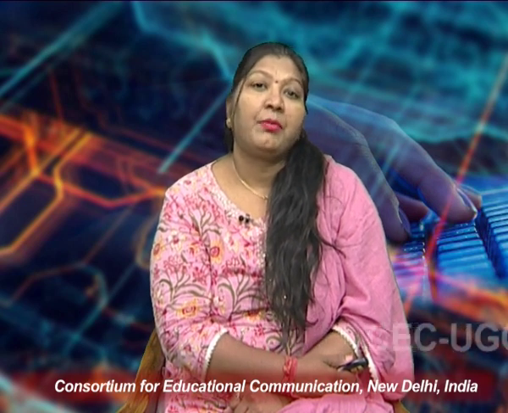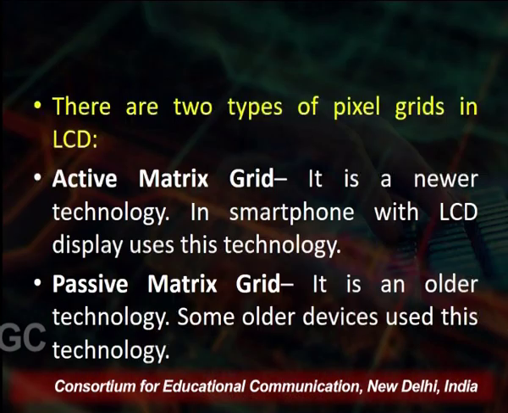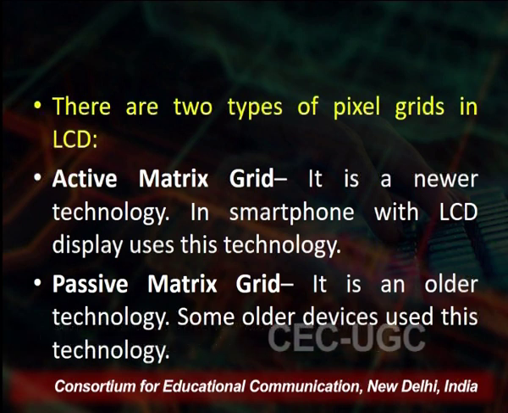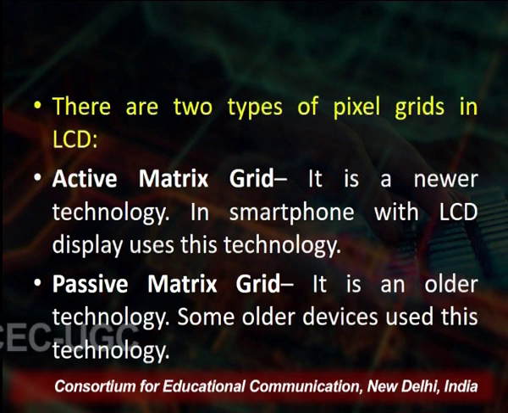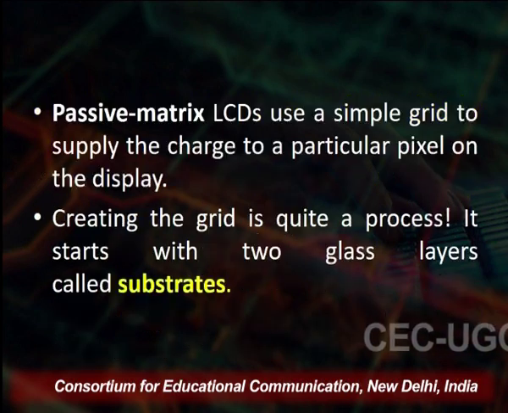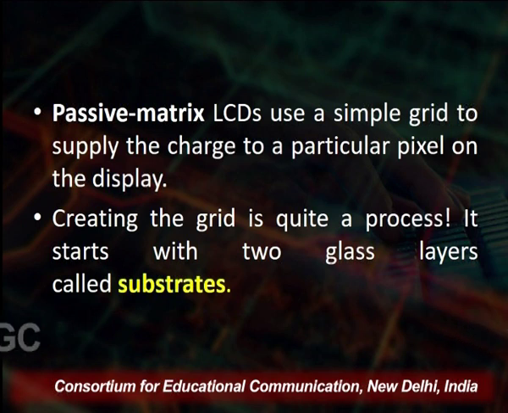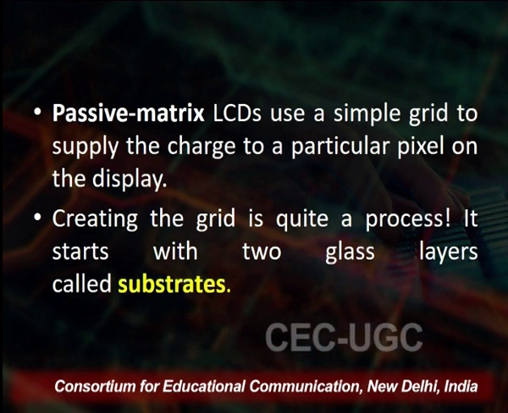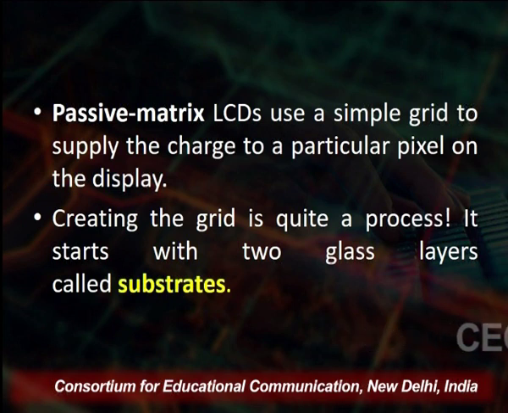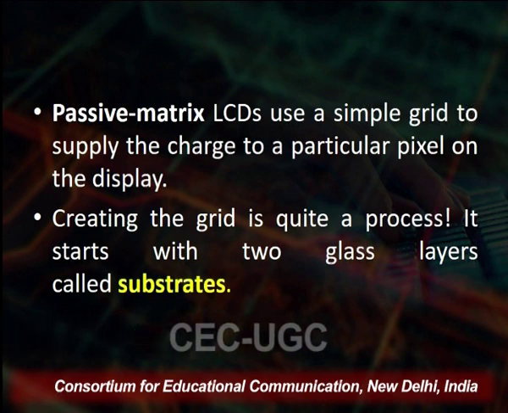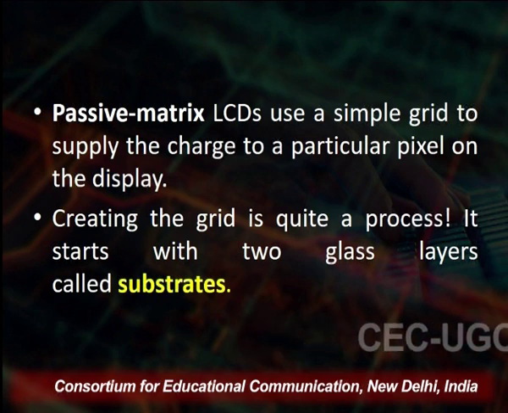What are these? Number one is the active matrix grid, and this is a new technology. Today's smartphones with LCD displays use this technology. The next type is the passive matrix grid. It is an older technology, and some older devices use it. In detail, the passive matrix LCD uses a simple grid to supply the charge to a particular pixel on the display.